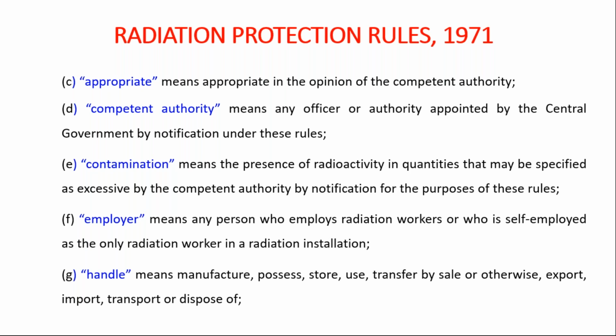Contamination may be on the hair of the body, on the collars of the shirts, on the shoes, etc. If some excess, beyond the permissible limits under this Act, is present on a specific part, and that radiation may be hazardous to the people, then it is called contamination. Then employer, we already know about this, but now it is related to the radiation workers.